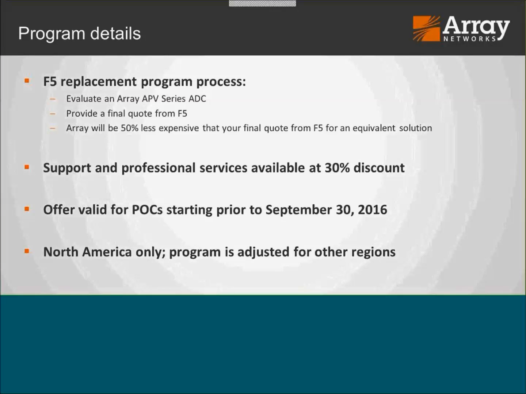Evaluate an Array ADC, provide a final quote from F5, and it will be 50% less expensive than your final quote from F5 for an equivalent solution. Support and professional services are available at a 30% discount. And the offer is valid for proof of concept starting prior to September 30th of this year.